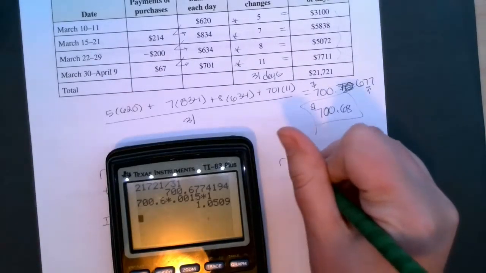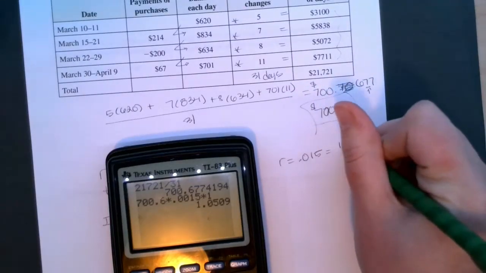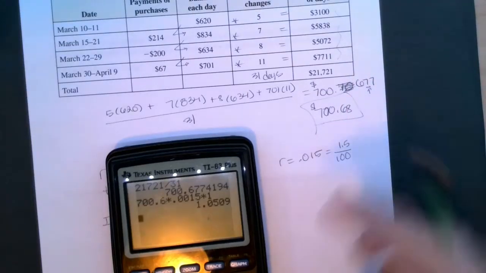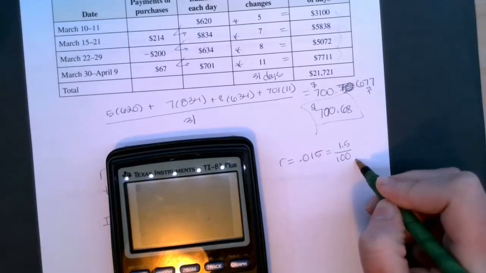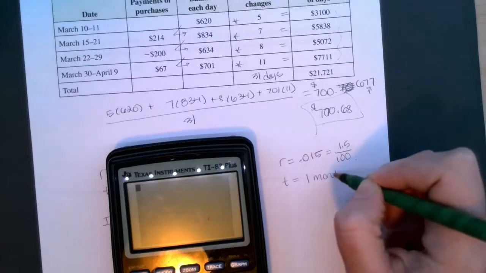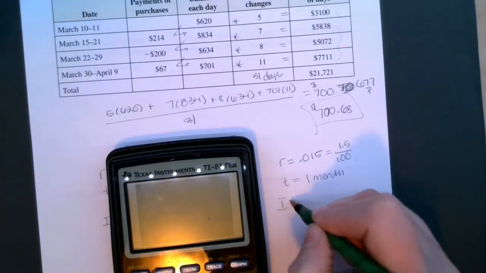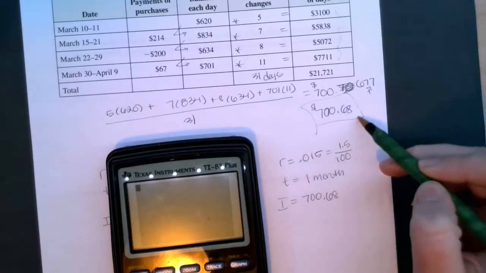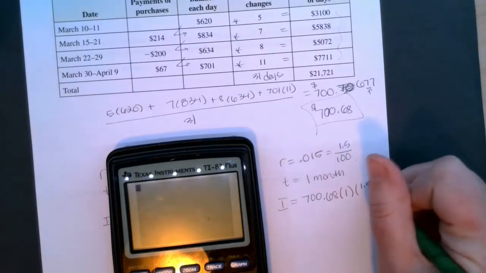Okay, so our R is 0.015 because we're going to take 1.5 and divide it by 100. You could absolutely put in the fraction instead, it just depends on your calculator because you want to make sure that you have the right stuff that you're doing on your calculator. And then our T here is just 1 month. So then I is going to be 700.68, our average daily balance, which is our principal here.